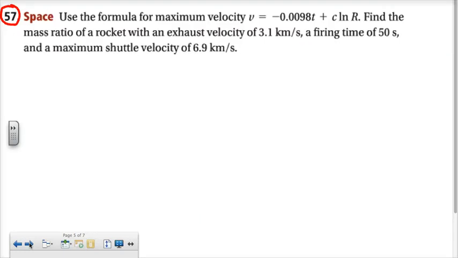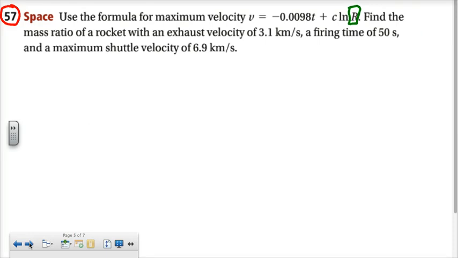Not done with the word problems yet. We're getting close, but not yet. Use the formula for maximum velocity. It's the same one we saw earlier. Find the mass ratio. So this time we want to find this right here. Of a rocket with an exhaust velocity of 3.1 kilometers per second, a firing time of 50 seconds, and a maximum shuttle velocity of 6.9 kilometers per second.